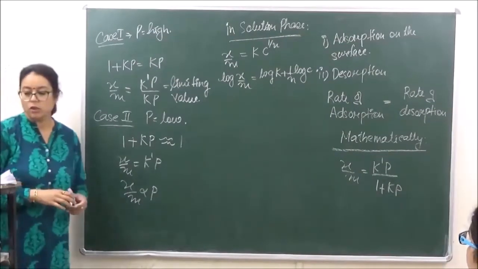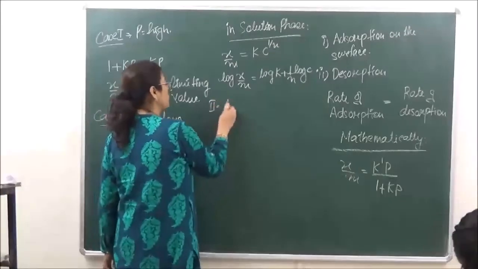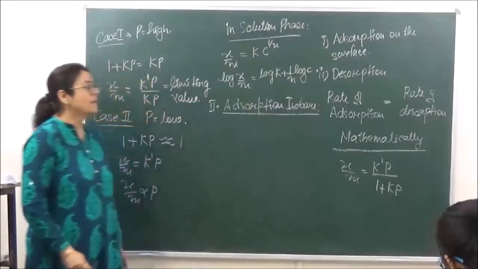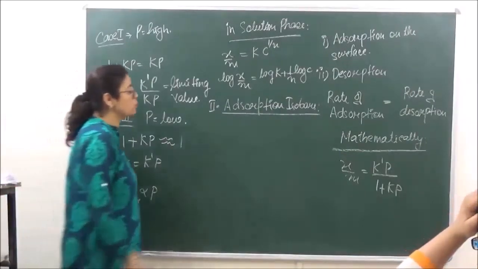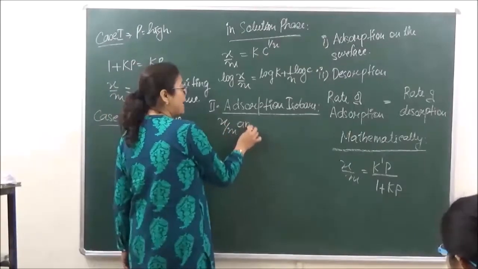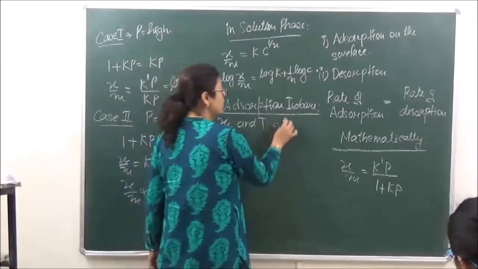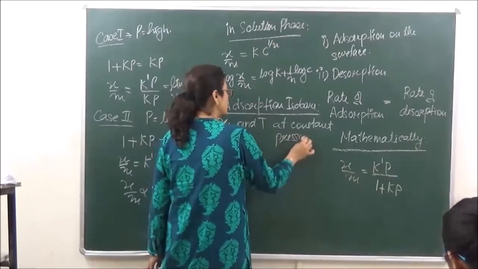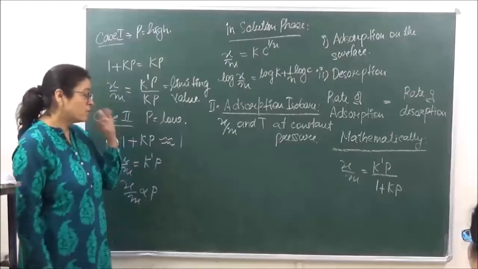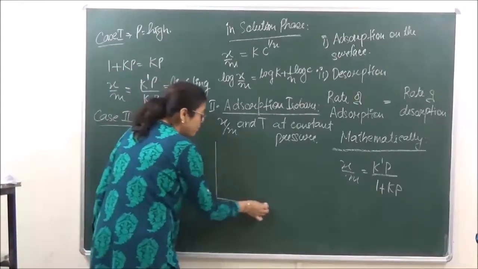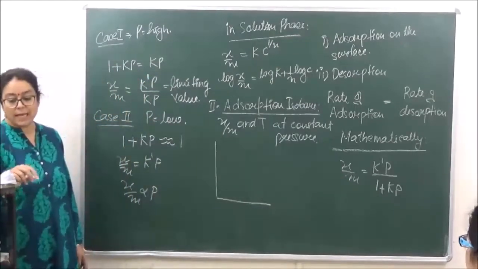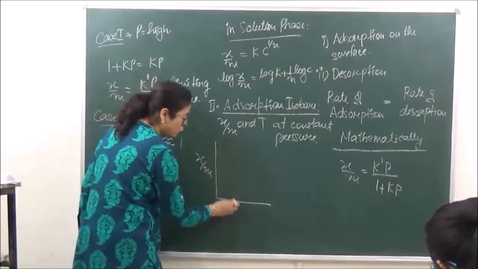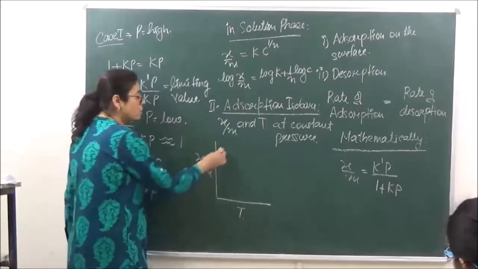The next we have adsorption isobars. Adsorption isobars give us a relationship between extent of adsorption and temperature at constant pressure. It can be seen that adsorption isobars give us different graphical representations for both physical and chemical adsorption.